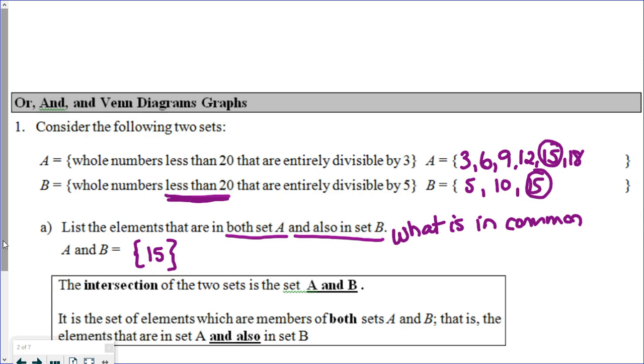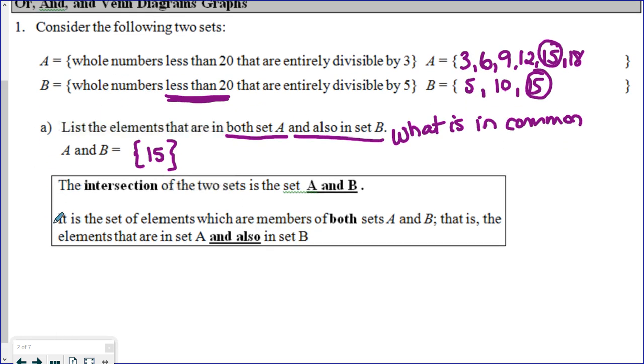So the new definition that we're going to have for that is called the intersection. So the intersection of the 2 sets is the set A and B. The language in this unit is going to be very important. So looking at this, we're looking at what's in both set A and also in set B. So it's the set of elements which are members of both set A and B. That is the elements that are in set A and also in set B. It seems a little wordy, but again, it's very specific that when we see this word and, it needs to satisfy both of those things.